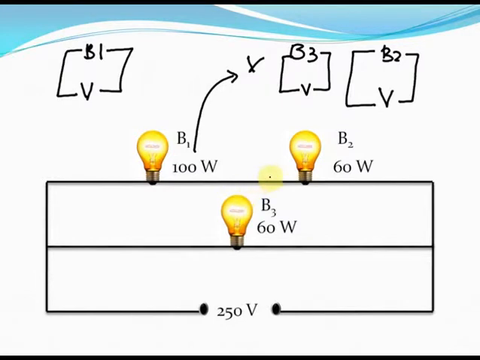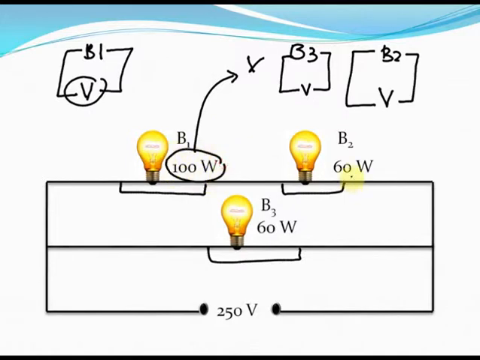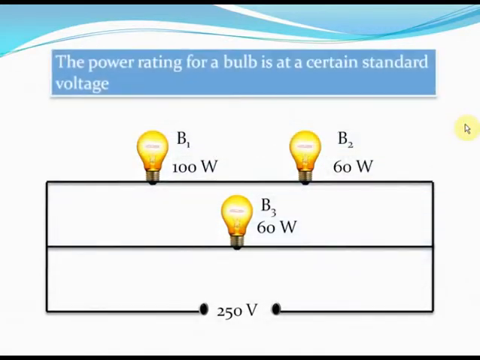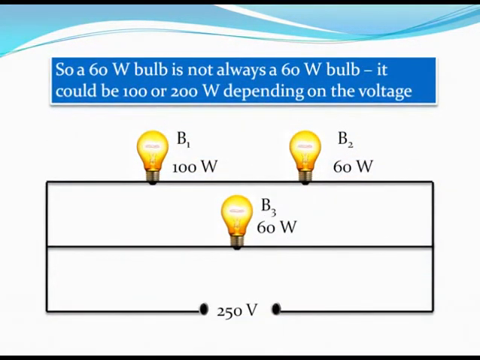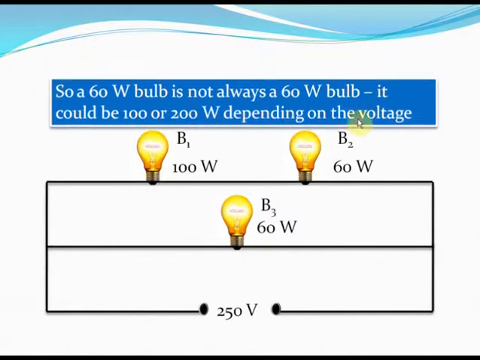So the point is that in this case, the net potential difference across each bulb is not the same. It is not necessarily V either. So we have to individually calculate the power consumed by each bulb. What we will do, however, is make use of this standard value of power for each bulb to calculate the resistance of each bulb. I know this sounds confusing, so let's proceed with solving the problem. As I just said, the power rating for a bulb is at a standard voltage. So a 60 watt bulb is not always a 60 watt bulb. It could be a 100 watt bulb or a 200 watt bulb depending on the voltage.